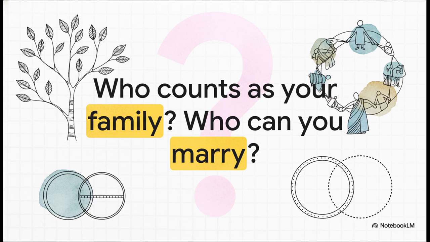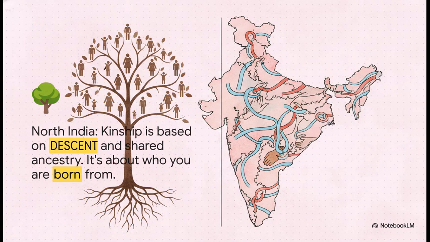So let's start with a really simple question, something we can all think about. Who do you count as your family? And then, who does that leave on or off the list of people you could possibly marry? You might have an easy answer, but believe me, that answer is totally different depending on where you are in the world. And in India, that answer changes dramatically depending on where you stand.